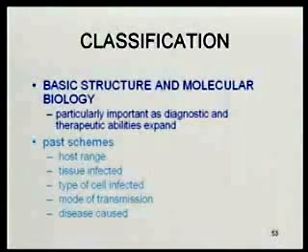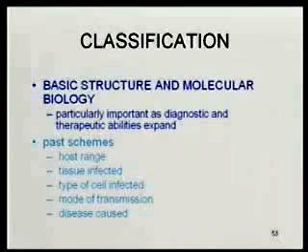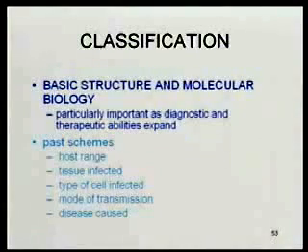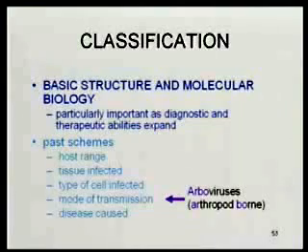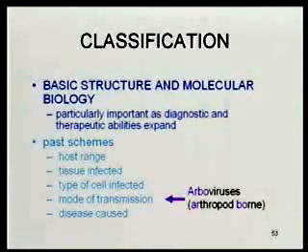But you will find all the hepatitis viruses are lumped together because while you're talking about the impact on the liver, it's useful to refer to them all together because clinically they can present very similarly. So past schemes have included all sorts of things like the host range, the tissue infected, the type of cell, the mode of transmission. This is another one which was a useful grouping, and we'll have a lecture on them actually, called arboviruses, because arboviruses are the arthropod-borne viruses.